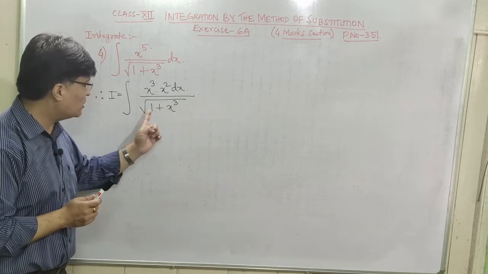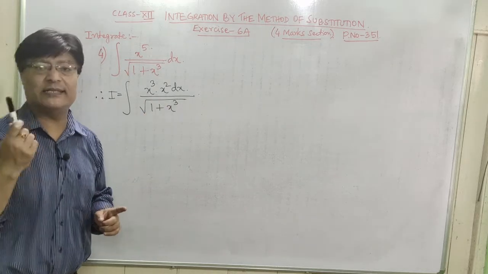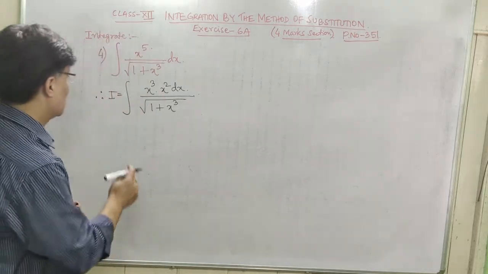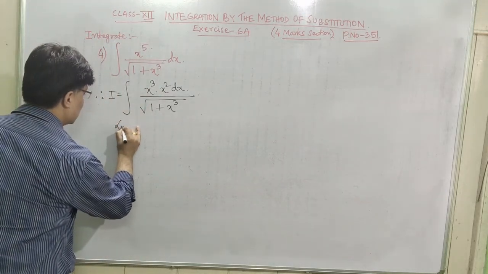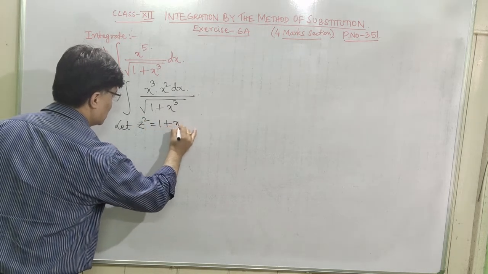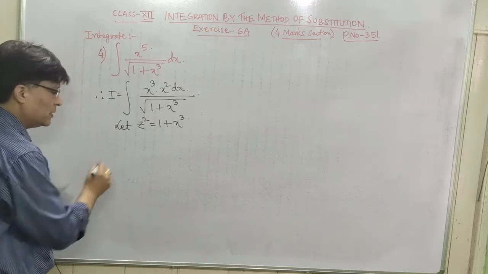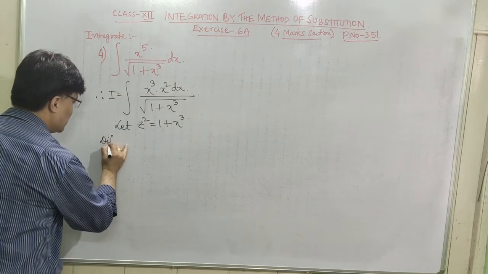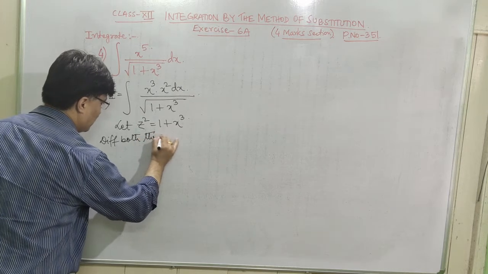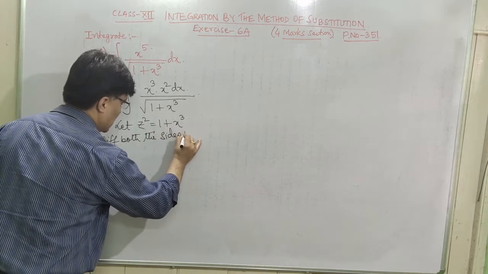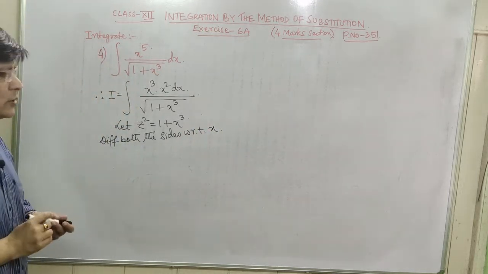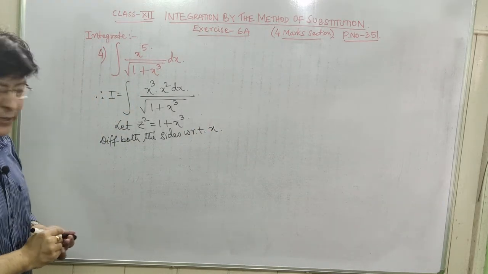So we can assume this 1 plus x cube as z square because it is in the denominator. Okay, so let us take this 1 plus x cube as z square. Let z square is equal to 1 plus x cube, right? So differentiating both the sides with respect to x.